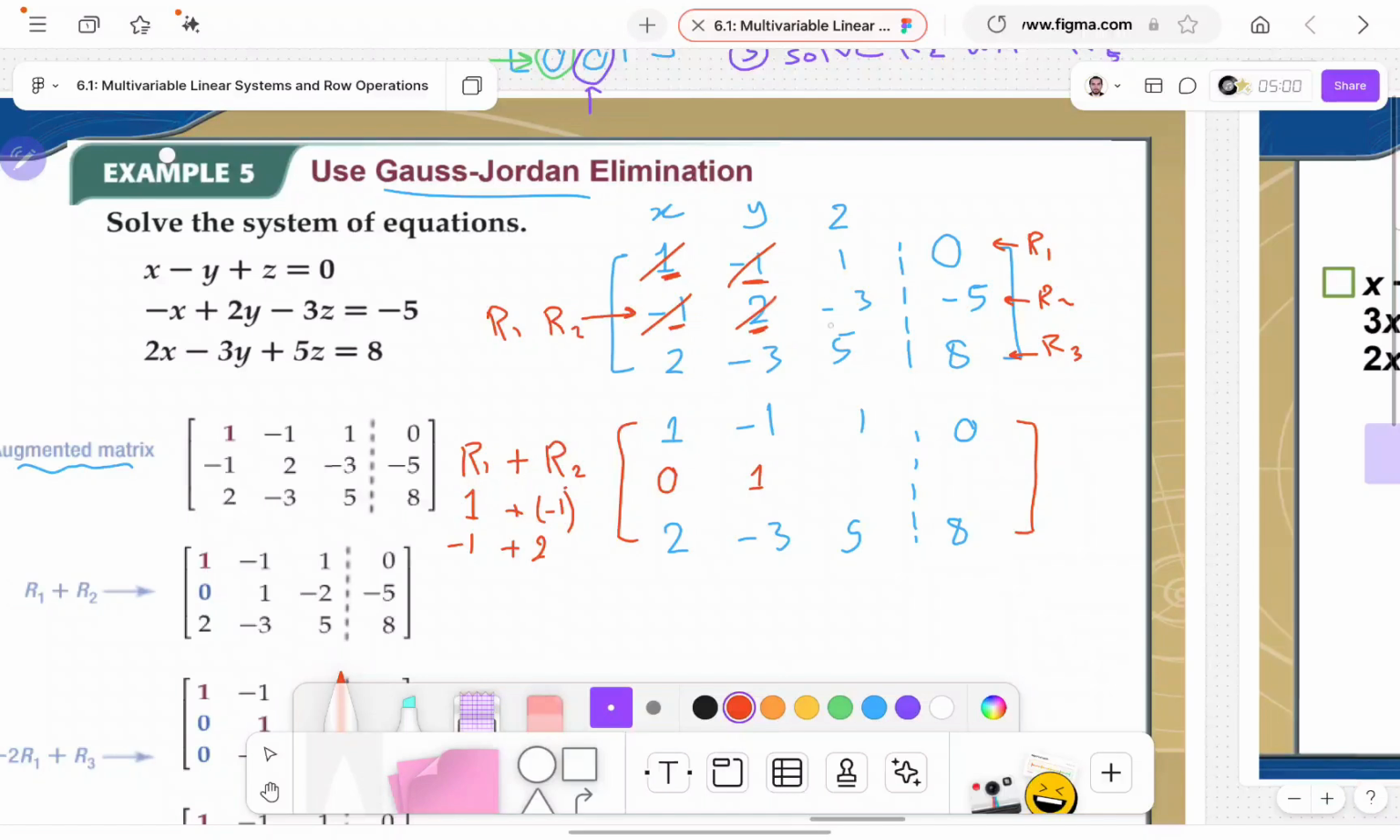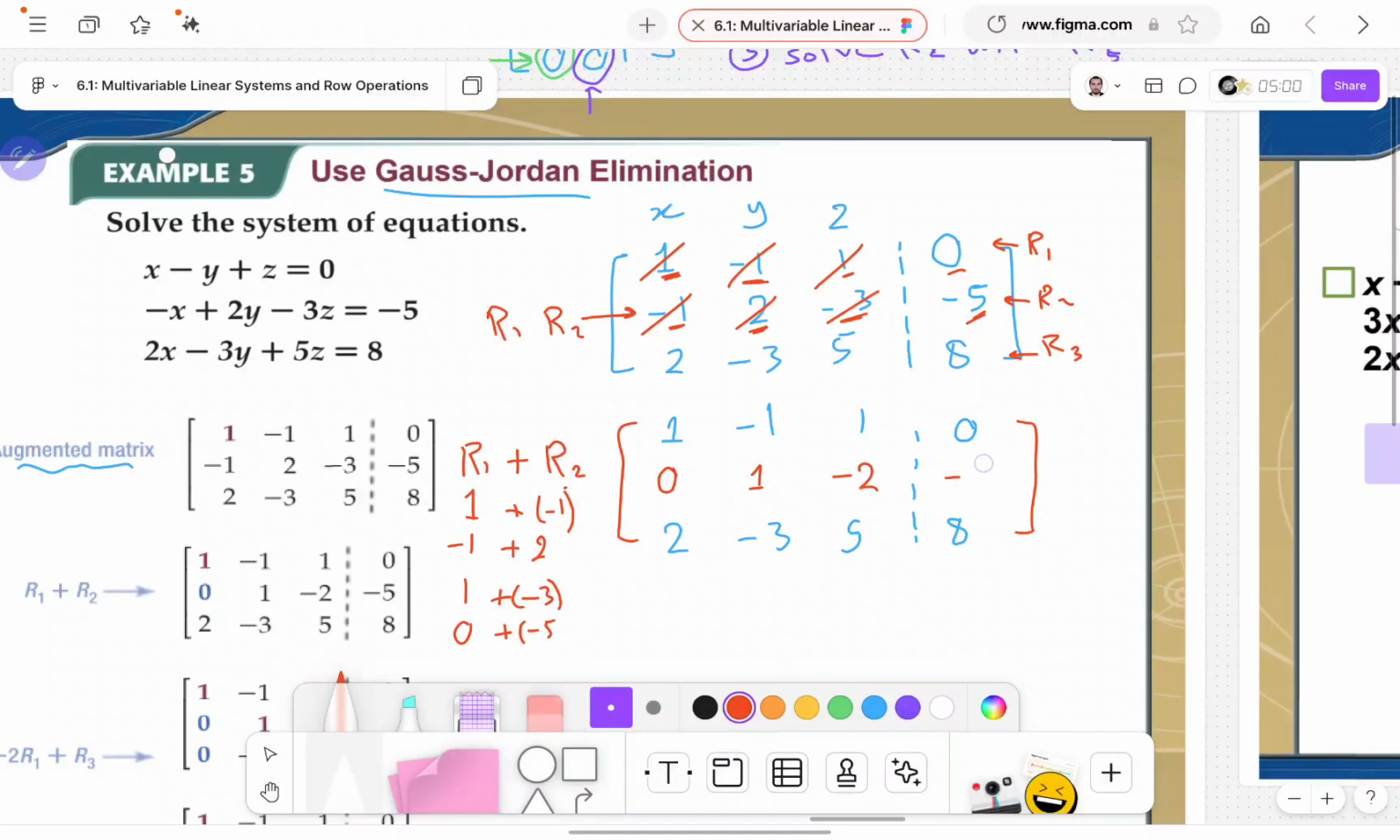So that one is done. Now let's go to the next term. Row 1 is 1, plus row 2, negative 3. So 1 plus negative 3 is negative 2. Finished. Now let's go next. Row 1 is 0, plus row 2, which is negative 5. So negative 5.